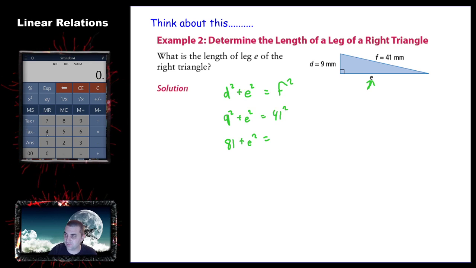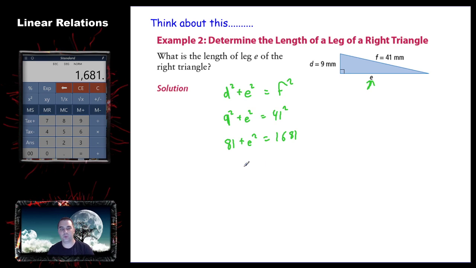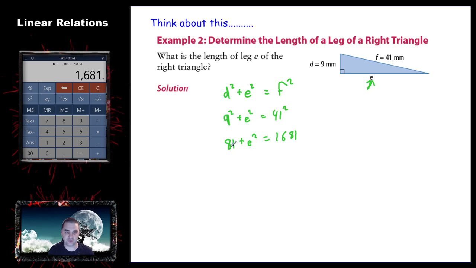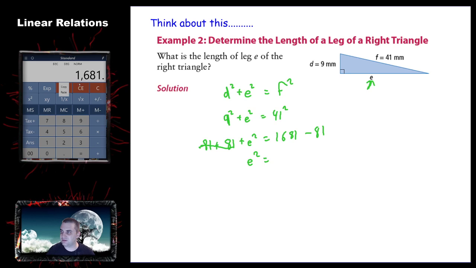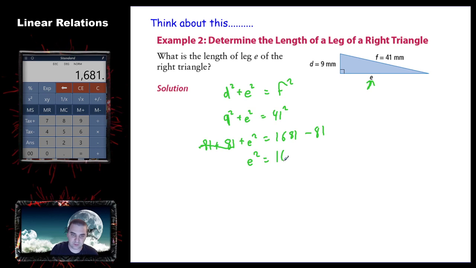Let's use the calculator for that. 41 squared is, no wonder I didn't know it, 1,681. Now, unlike the other one where we added these two together, I don't know what e is. So what I'm going to have to do is subtract, or add negative 81, to both sides. If I add negative 81 to both sides, these cancel out, and I have e squared is equal to 1681 minus 81. I don't even know why I looked at the calculator for that. That's just 1600.